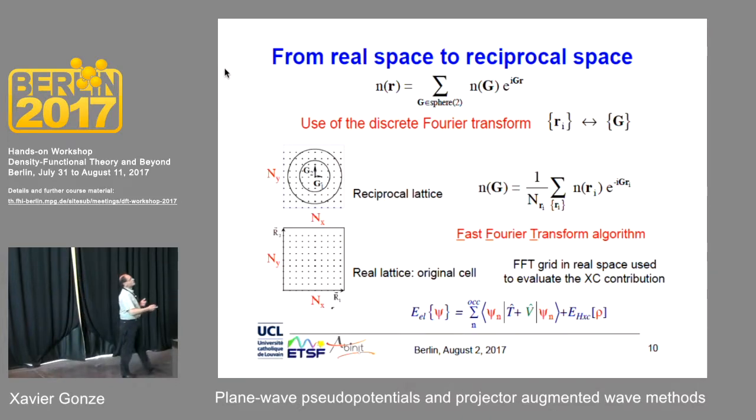Okay, at this stage, we will not only evaluate the density in real space like this, but also the exchange correlation quantities, which I will not detail here. So we are able to build a full electronic part of the total energy, knowing the wave function.